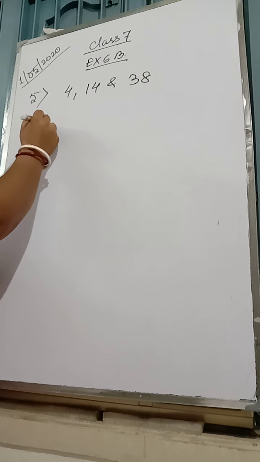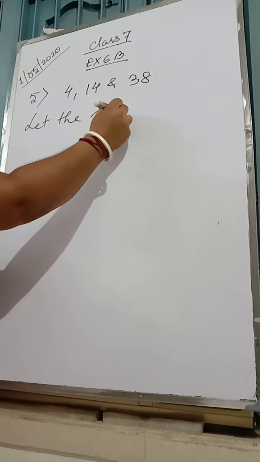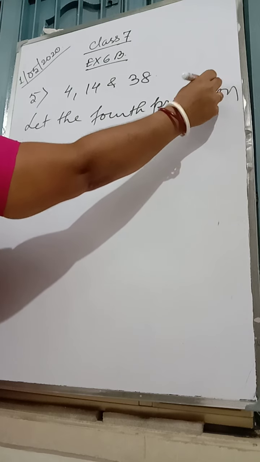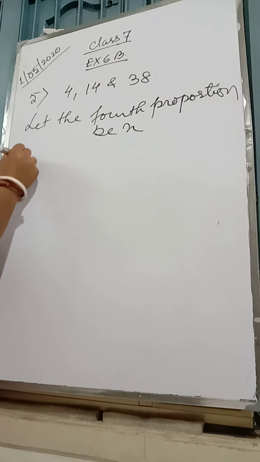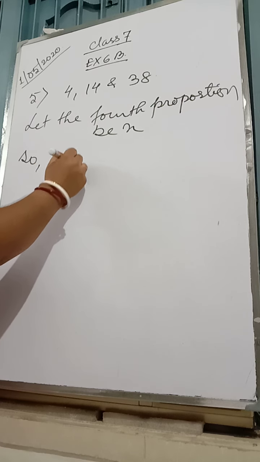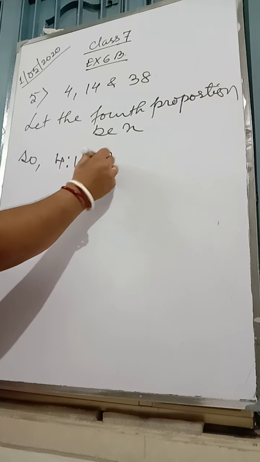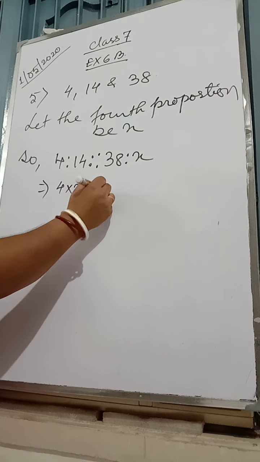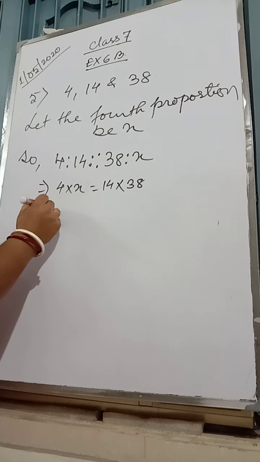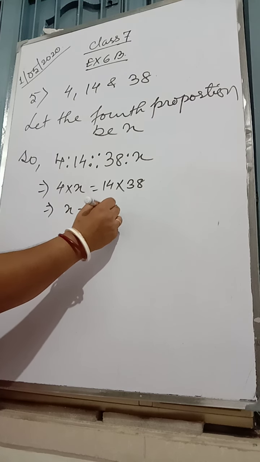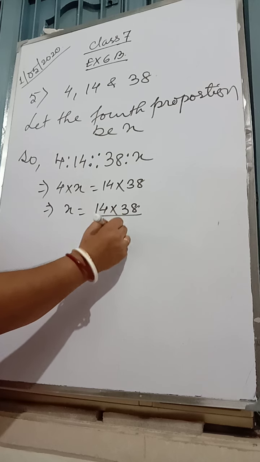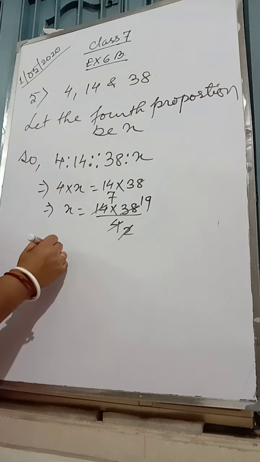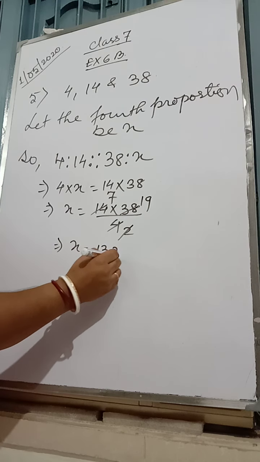Same way, let the fourth proportion be x. So 4:14 proportion with 38:x. We can write 4 into x is equal to 14 into 38, or x is equal to 14 into 38 by 4. 2 2s are 4, 2 7s are 14, 2 19s are 38. So this gives you x is equal to 133.